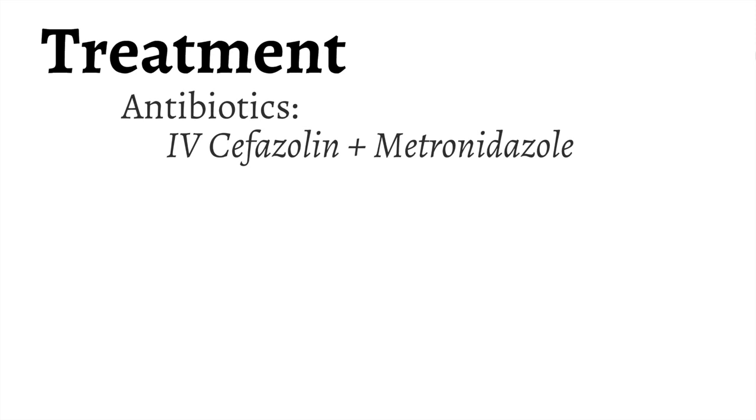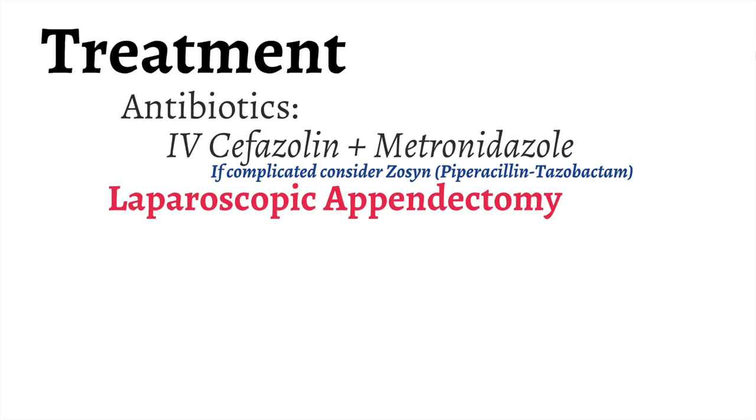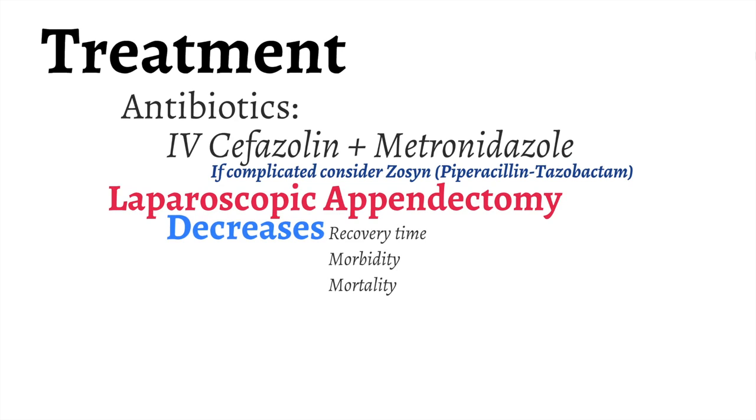The first step in treating appendicitis is to start broad-spectrum antibiotics like cefazolin and metronidazole to cover both your gram-positive organisms and your gram-negatives, particularly your anaerobic gram-negative organisms. If there are features of complicated appendicitis, the use of Zosyn can be considered. In the end, the gold standard in treatment of appendicitis is a laparoscopic appendectomy. Laparoscopic surgery has distinct advantages to open surgery. Laparoscopic surgery decreases recovery time, morbidity, and mortality.